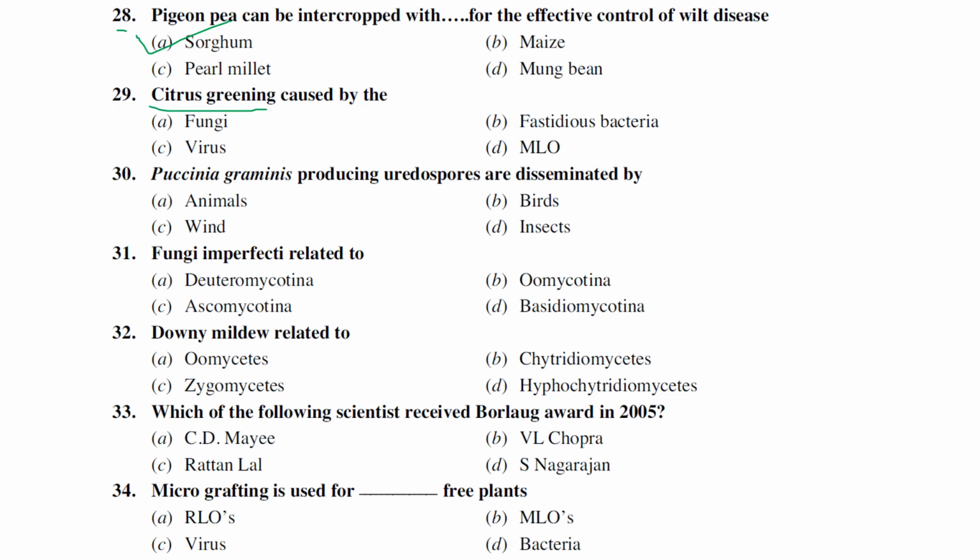The citrus greening, otherwise called Huanglongbing disease, right? So generally it is caused by fastidious vascular bacteria, or FAB. The next one, Puccinia graminis producing urediospores are disseminated by, generally urediospores are disseminated by wind, right?